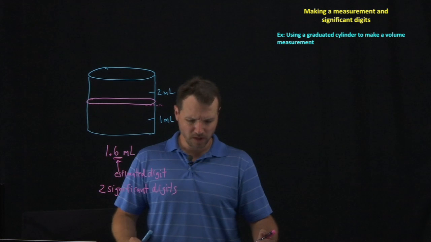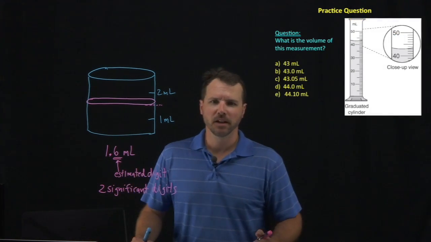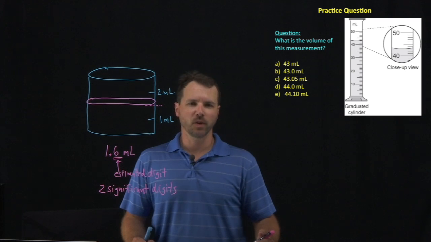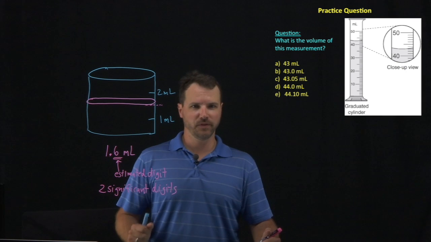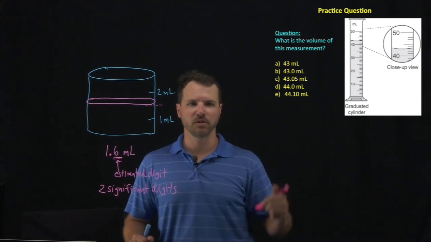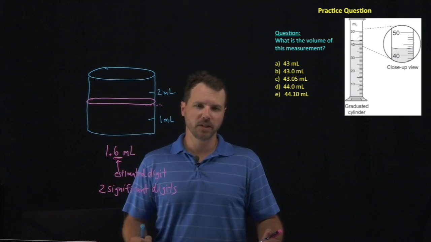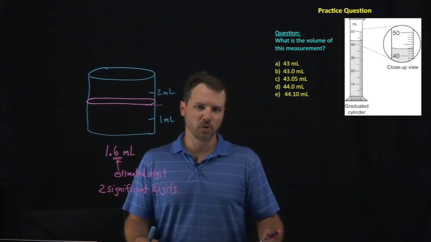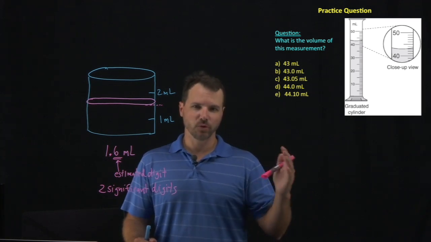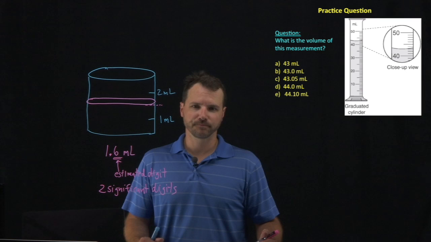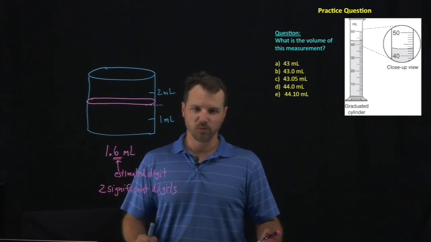All right, so what I want to do now is give you a practice question. Here you can see this question. You're now using a graduated cylinder that's a little more sophisticated. It's got more marks, as you can hopefully see there. What I want you to do is pause the video and take a few moments to answer this question and see if you can report that measurement to the correct number of significant digits. When you're done with that, you can restart the video and we'll discuss.